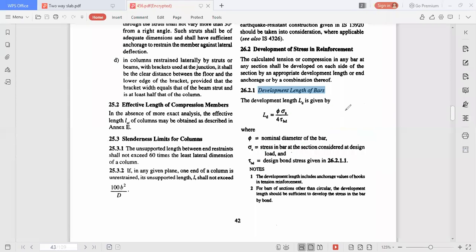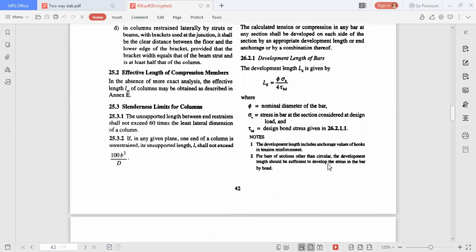I will use this formula now here in the problem. That formula is taken from clause number 26.2.1. In that we have one more value called tau BD in the denominator. The formula I told you earlier: phi means diameter, and sigma s is 0.87 times Fy. Fy means the grade of steel given in the question. And in the denominator there is a value called tau BD, which means design bond stress. Just like compressive stress and tensile stress, there is a bond strength between the bar and the surrounding concrete. So it all depends on the surface area.